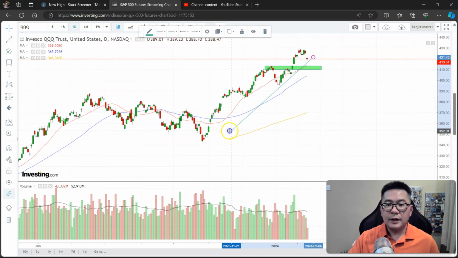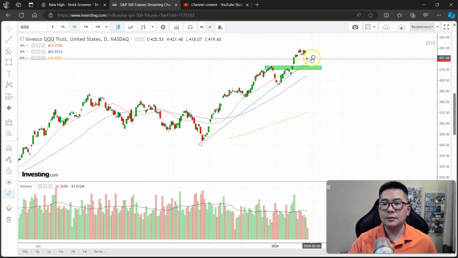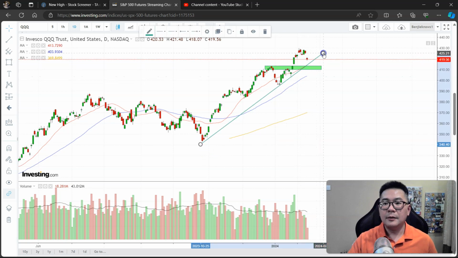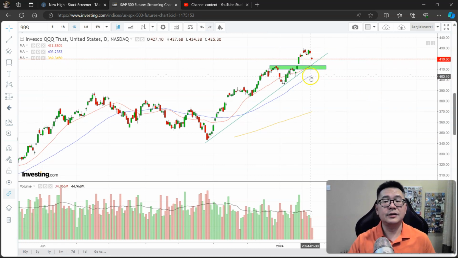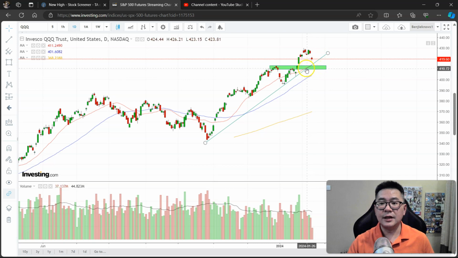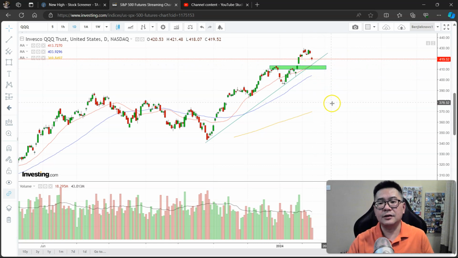Now, if we extend this trend line to here, connecting as many lows as possible, from a daily point of view the techs are still okay. The QQQ is still okay as long as it stays above this uptrend line. So not much of a worry of a big correction down to the 200 MA. It's a simple trend line analysis.